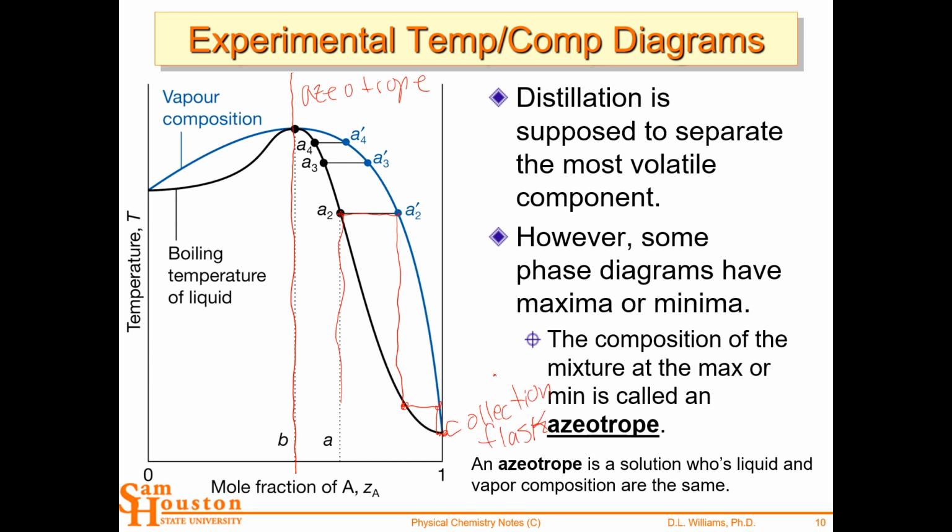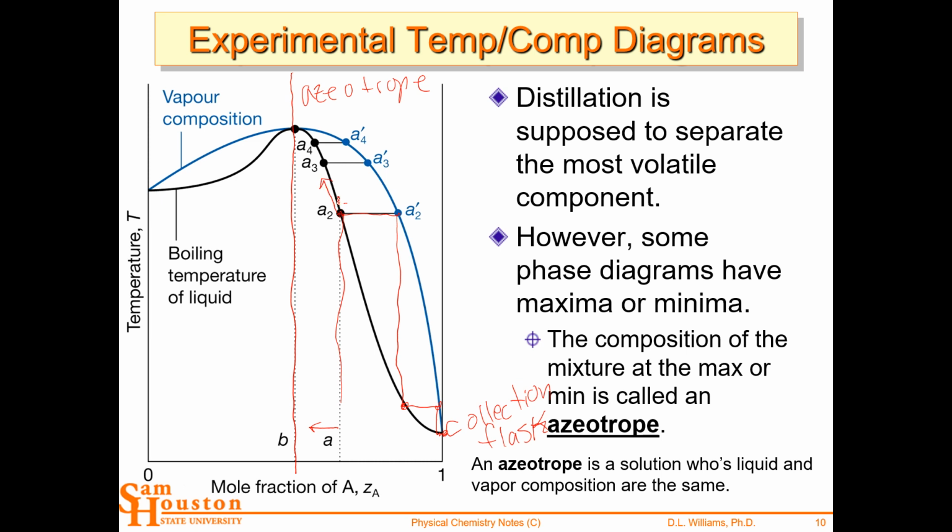So what happens to this composition here if I keep taking away A? It moves this direction, doesn't it? So the still bottom becomes enriched in the higher boiler. The still bottom gets enriched in the high boiling substance because the low boiling substance is being taken away. What does the boiling point of the still do? The boiling point of the still moves right up this black line.